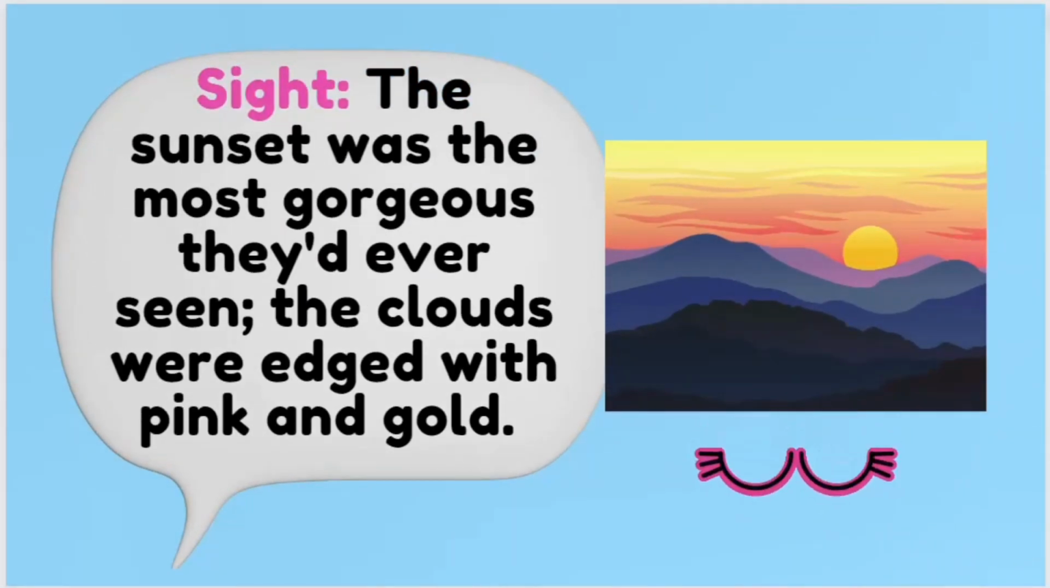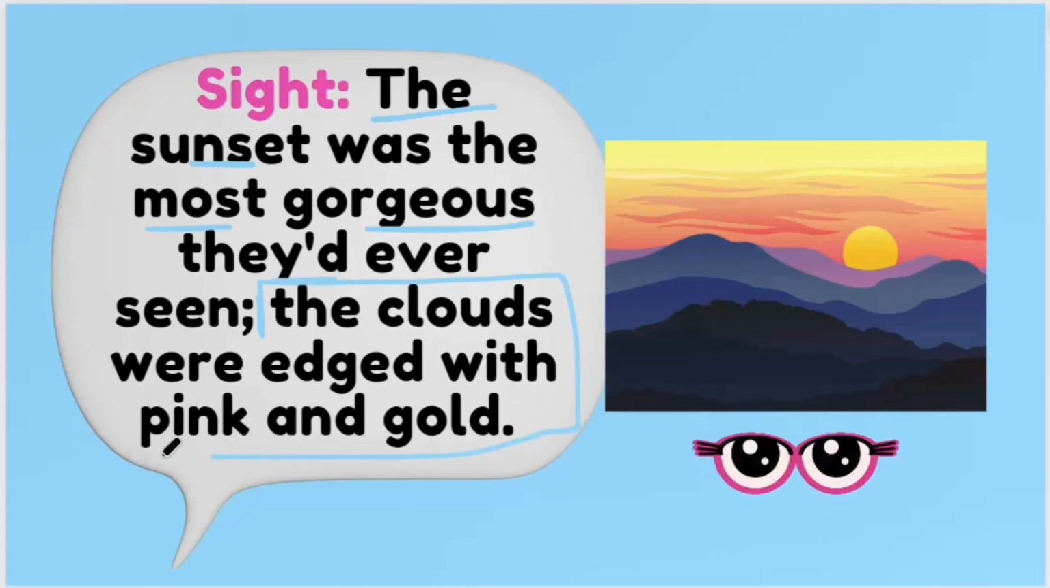Second is sense of sight, how we can draw a picture in our reader's mind. The sunset was the most gorgeous they had ever seen. The clouds were edged with pink and gold. So, this is the part where imagery is involved, and we are giving some clues to our readers about how beautiful it was and why it was so beautiful.